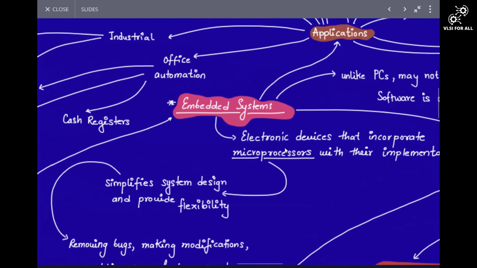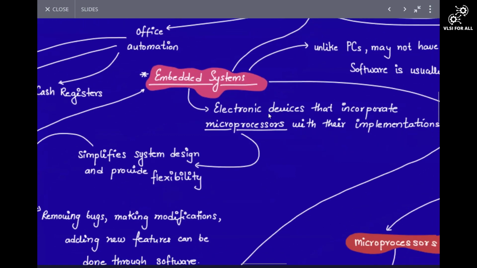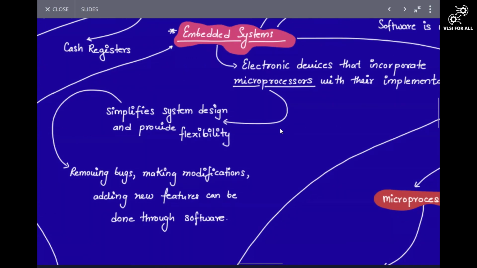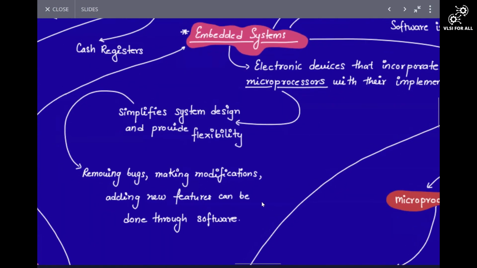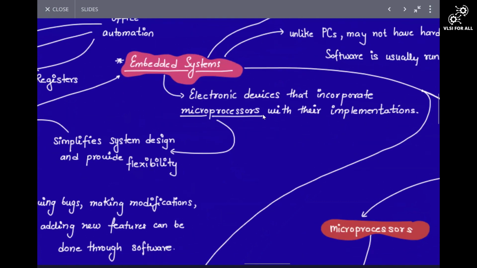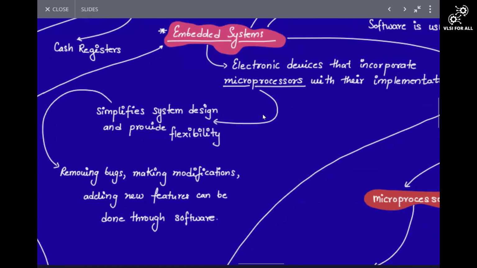So why do we need a microprocessor within an embedded system? Why is it the heart of the embedded system? It's because it simplifies system design. Let's say you are designing a traffic light controller, or you are set out on a machine to design some system, firstly for controlling the traffic. You might think this is very easy, right?